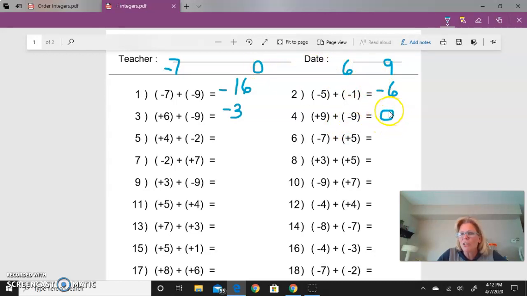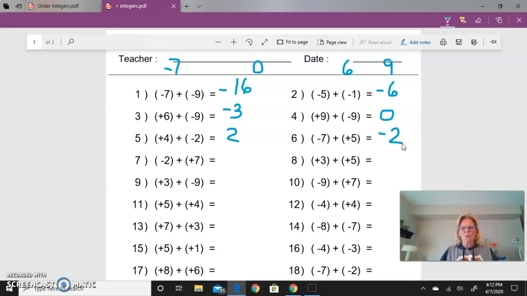Or if you think about good guys and bad guys, I have 9 good guys on my team, there's 9 bad guys on the other team. Who's going to win? Nobody, because nobody has more or less. They even out. Okay, this one, we have 4 good guys, 2 bad guys. Who's going to win? The good guys by 2. It's number 6. I have 7 bad guys, 2 good guys. The bad guys are going to win by 2.